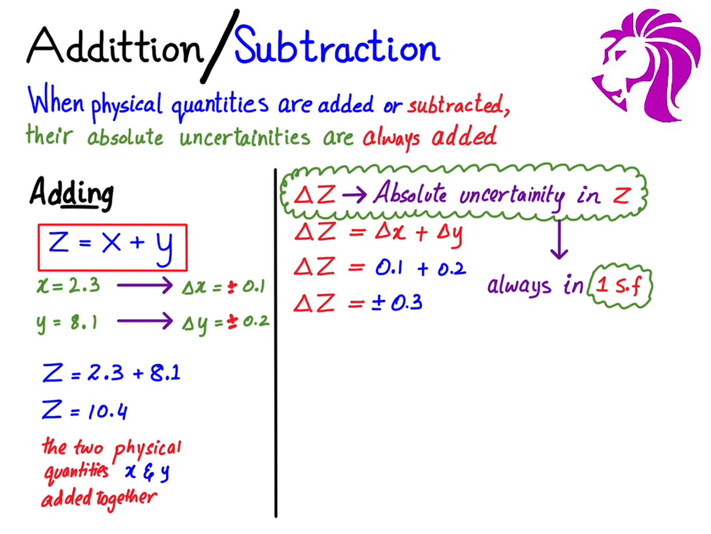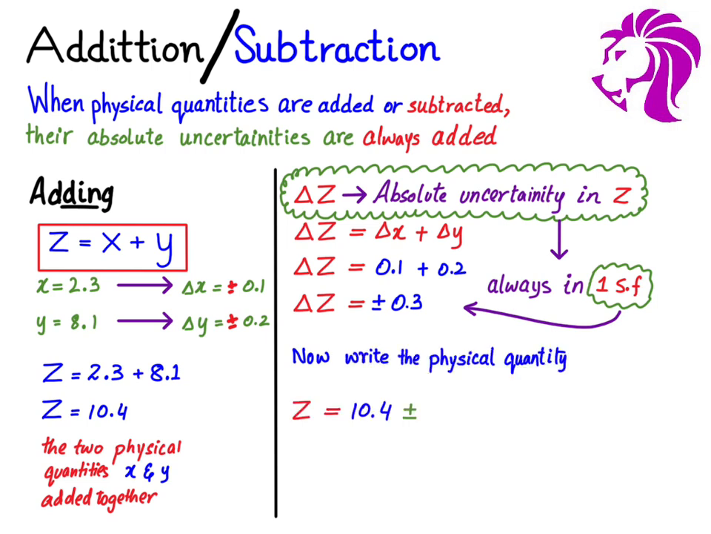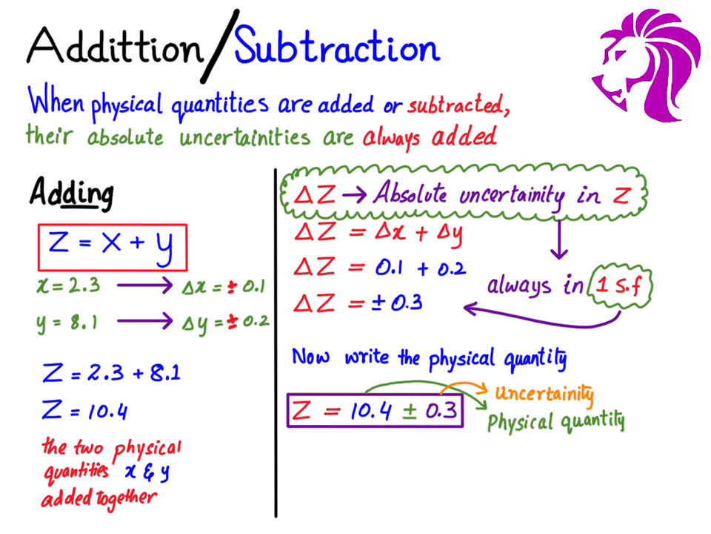But here you need to remember one more thing, and that is whenever you are giving absolute uncertainty, you always give it to one significant figure. Uncertainties are always written to one significant figure, and when you are writing this answer finally, you would write it as 10.4, this is the physical quantity that you have calculated, plus minus 0.3. This is the absolute error in the physical quantity that you were able to find. So it's 10.4 plus minus 0.3. 10.4 is the physical quantity, 0.3 is the uncertainty in the physical quantity, right?